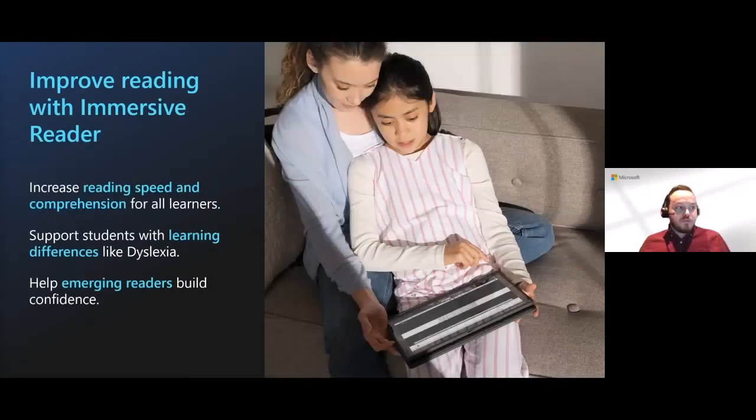So Immersive Reader is a reading decoding tool that helps improve reading comprehension by increasing fluency for English language learners or readers of other languages. It can offer text decoding solutions for students with learning differences such as dyslexia. It helps to build confidence for emerging readers as well that might be trying to learn to read at higher levels. And it provides a robust translation tool as well. We have support for over 60 different languages with Immersive Reader, and I'm really looking forward to showing how that works.